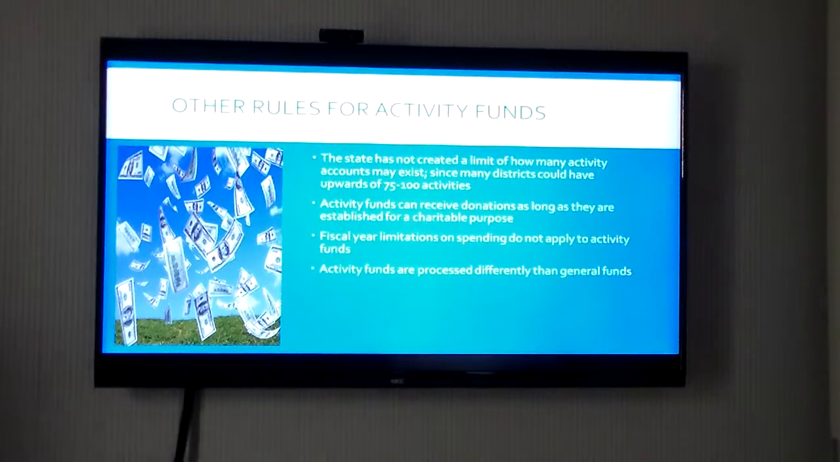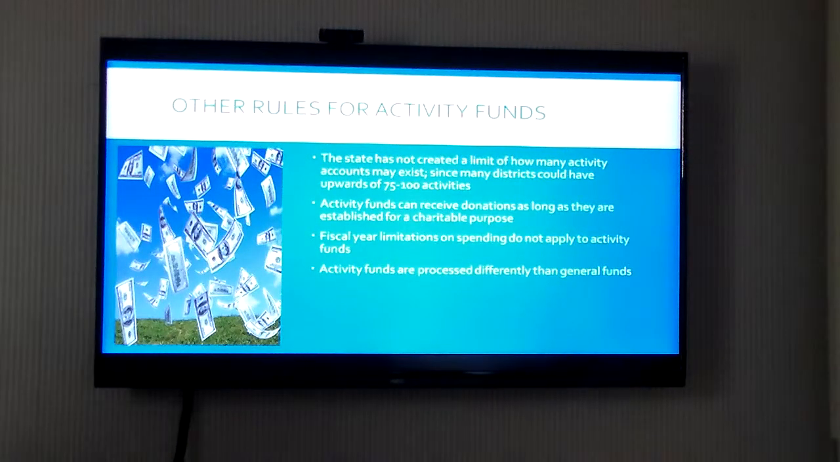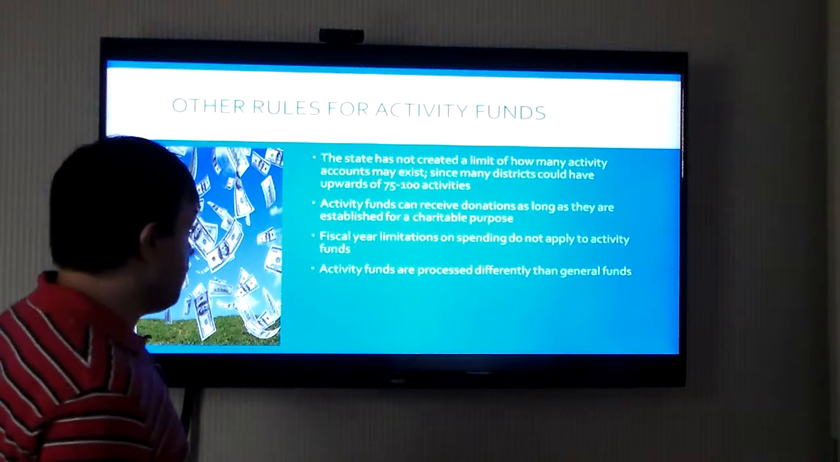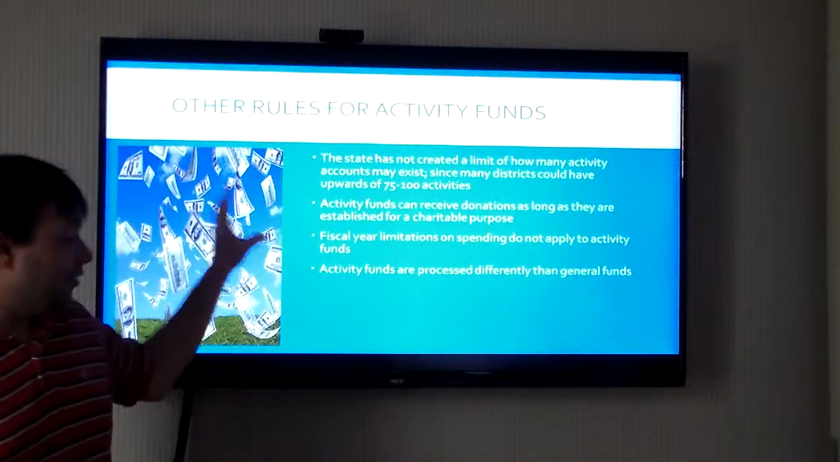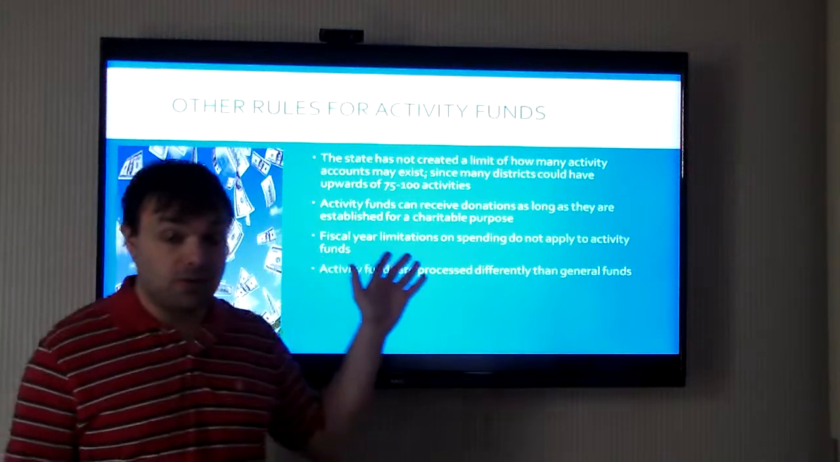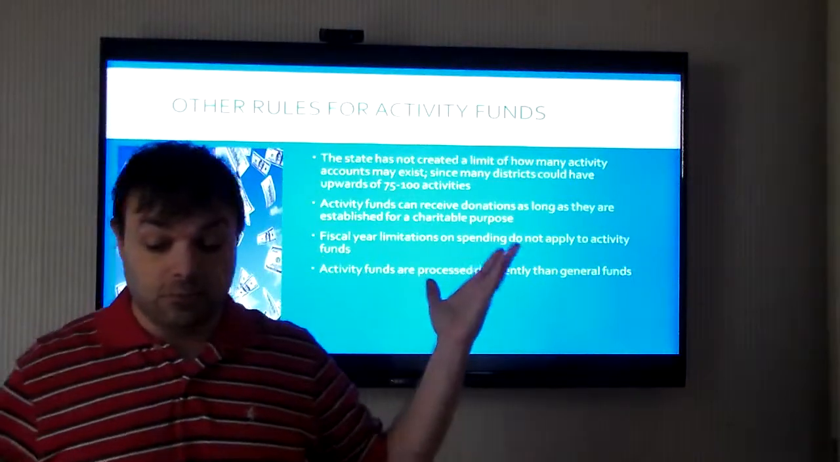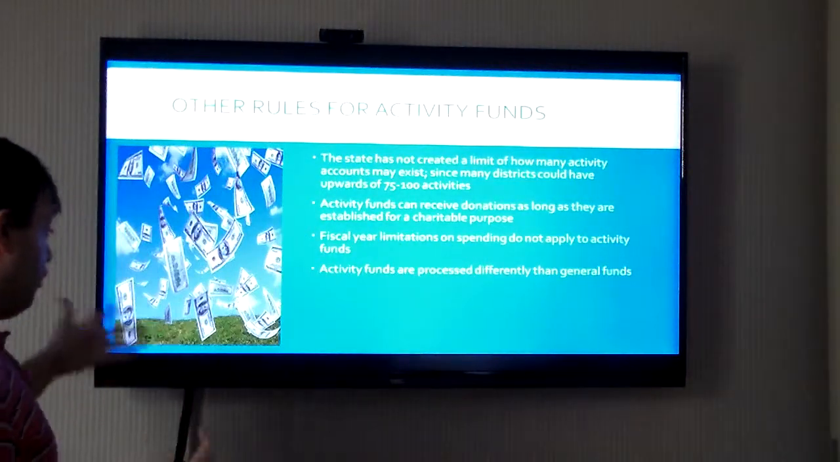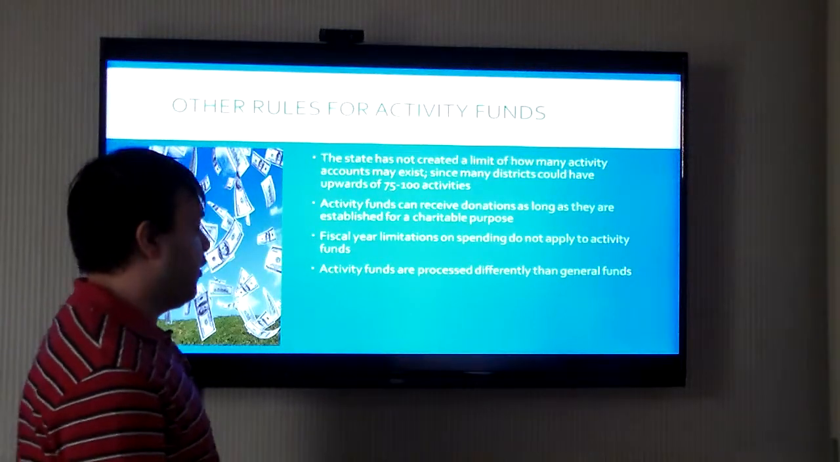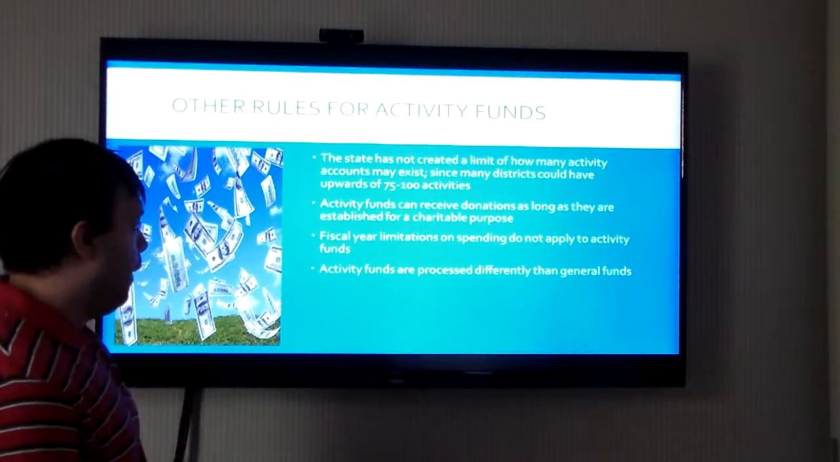So there isn't a limit to how many activity accounts exist. That shouldn't surprise anybody. Activities can receive donations, which is interesting. As long as the money that the activity is given is being used for a charitable purpose, then the activity can receive as much money as there is, there's no limit to it. And I think that's interesting as well.